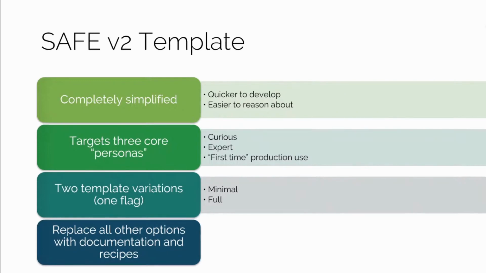There will be no options to choose whether you want specific UI templates or anything like that. We'll just have these 2 options. The minimal one we see fitting with those first 2 personas, and then the full one we see fitting with the last persona, this first-time production use. All the other things that we're missing out, we're going to replace with documentation and recipes.